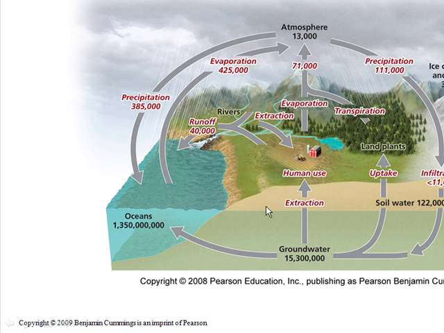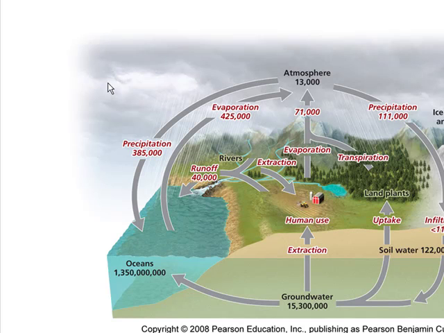So 97.5%, something like that, of the world's water is in the oceans. Some important ideas here, of course: precipitation from the atmosphere, evaporation, as water is evaporated and brought into the atmosphere, forms clouds and precipitation occurs.